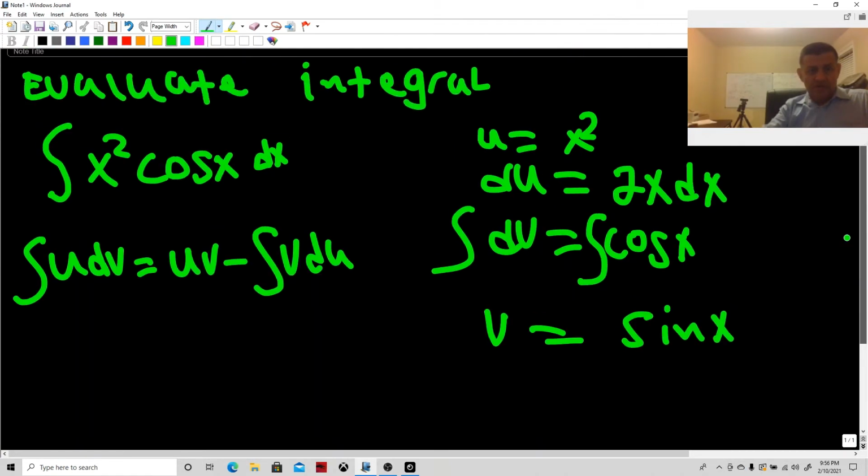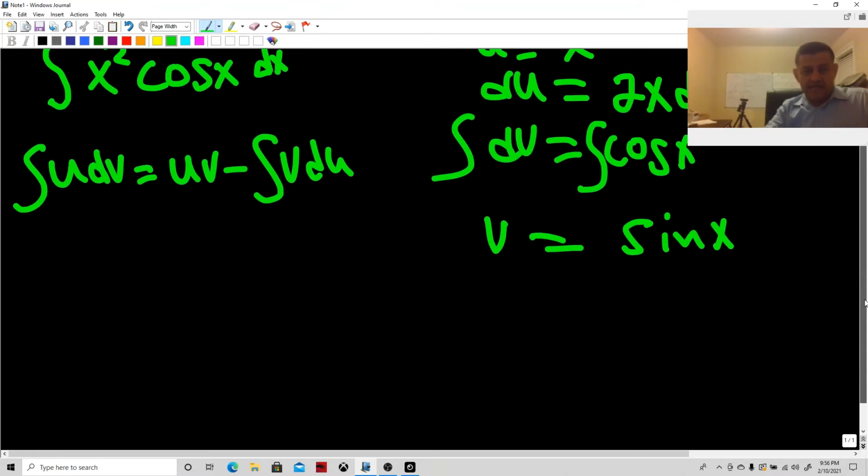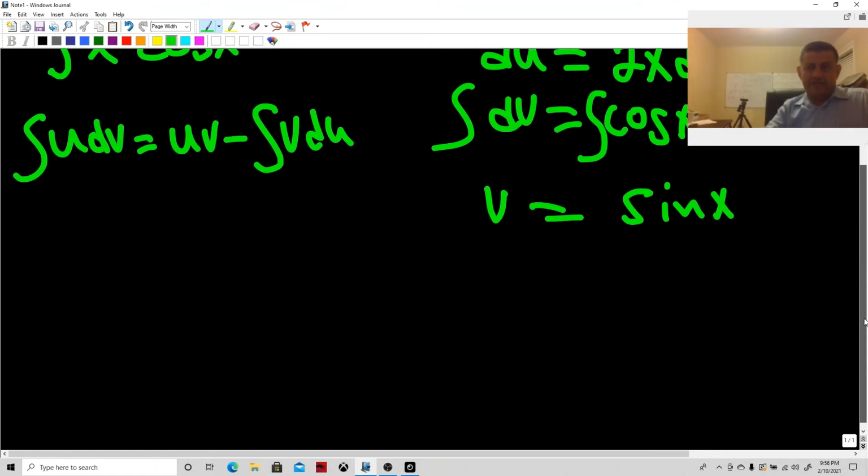And remember, just by looking at this, we have to integrate twice in here. Again, why? Because we have an x squared in front of that cosine. So it's important to analyze the problem before you start doing it, right? Okay, so now we do the following.